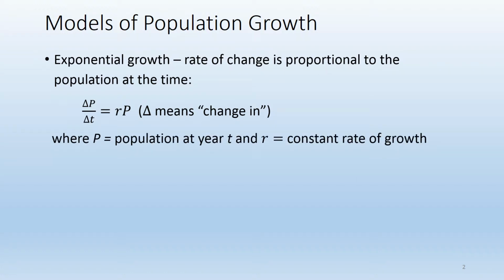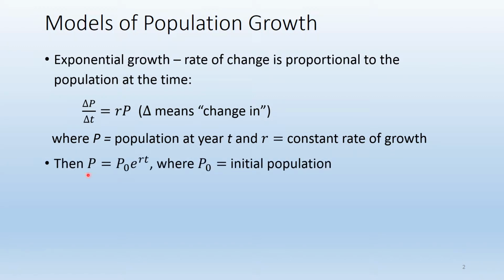That leads to this equation where we have the change in population over the change in time, which gives us the rate of change in population is some constant r times the population at the time, and the r is the constant rate of growth.